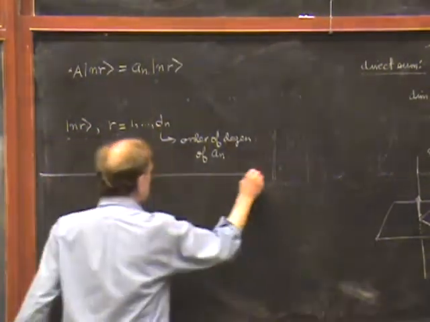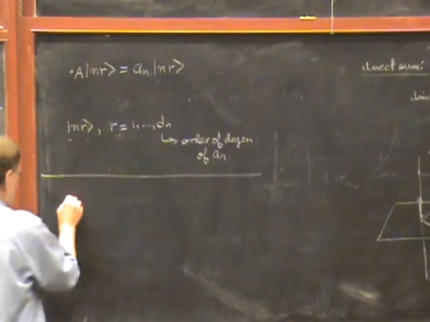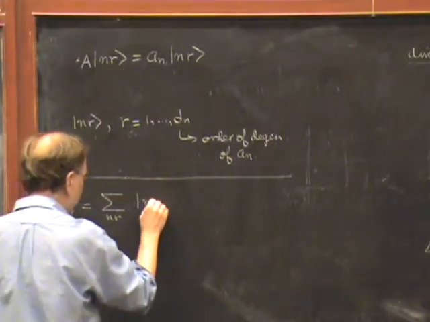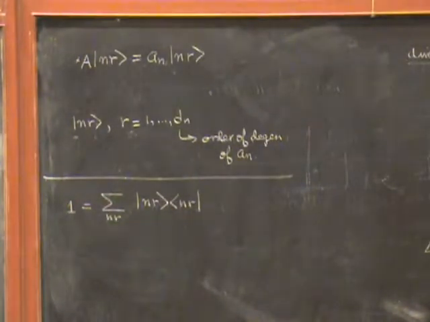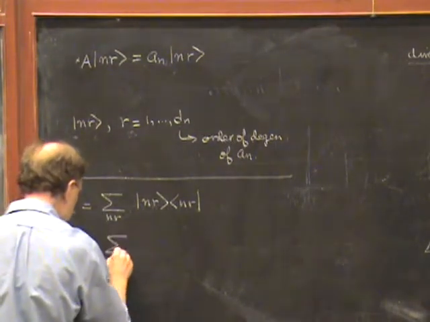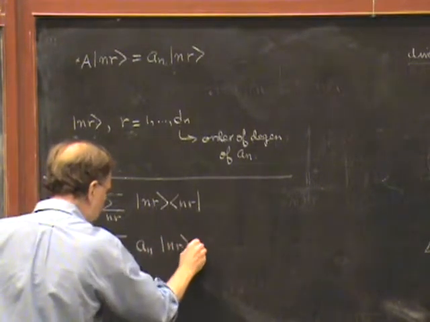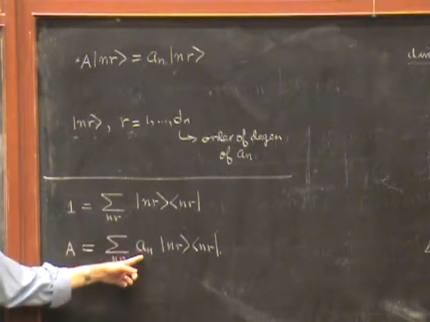Well, this is just notation for the eigenkets, the orthonormal eigenbasis. Corresponding to this, we have a resolution of the identity that says that 1 is the sum over n and r of the outer product of |n r> with <n r|. This is just the normal thing you get when you write a resolution of the identity in terms of an orthonormal basis. It turns out you can also write the operator A in terms of the orthonormal basis. It looks like this: it's the sum over n and r of the eigenvalue a_n times the outer product of |n r> with <n r|. It looks just like the line above, except you inserted the eigenvalues under the sum.